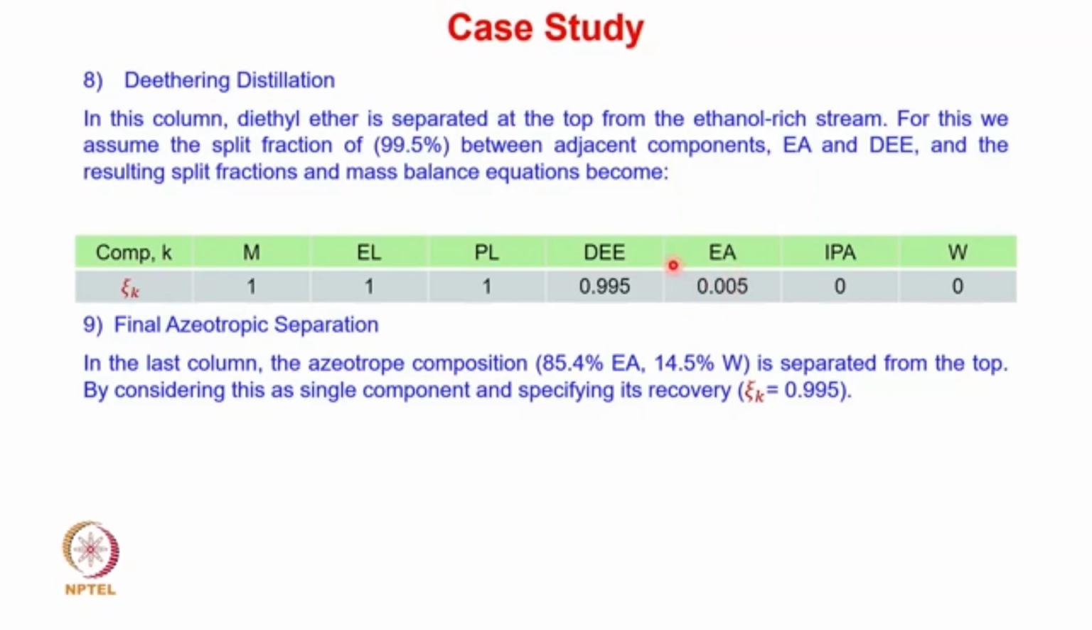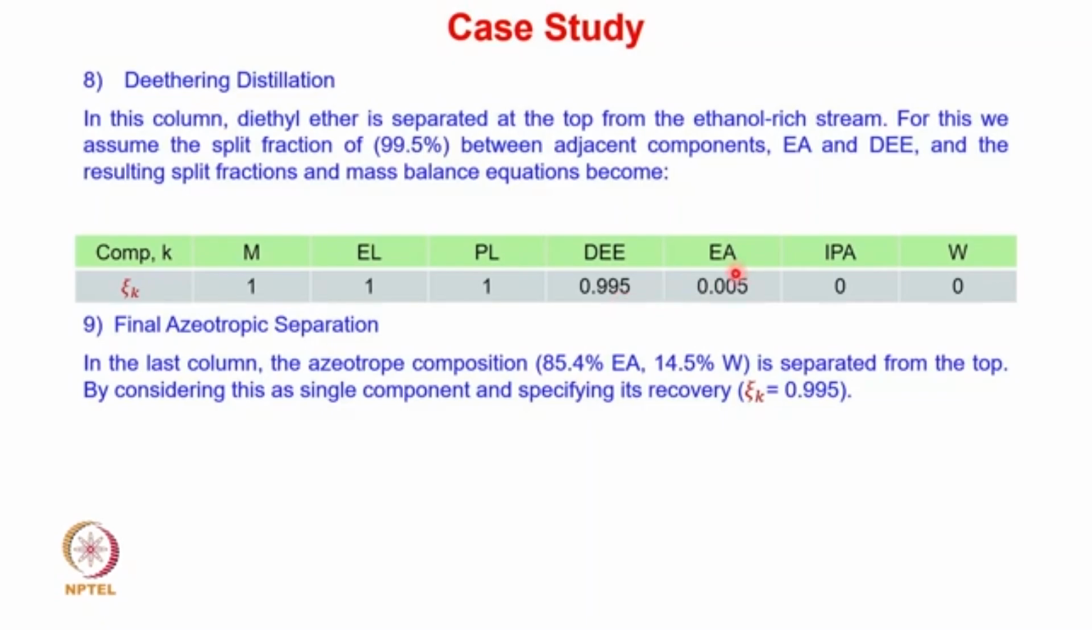Using this again we can calculate the relative volatility, and we can calculate what will be the values for other components. You can see that all other components like methane, ethylene, propylene are lighter compared to diethyl ether. They will have a split fraction of 1, whereas diethyl ether split fraction is 99.5.